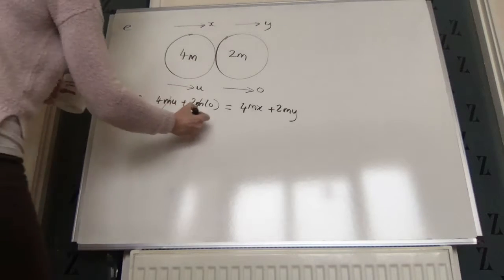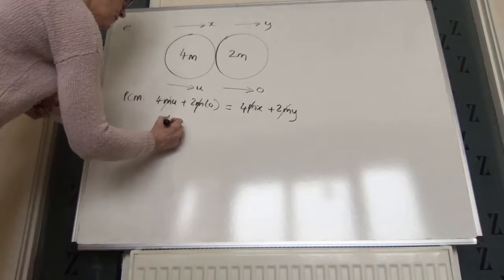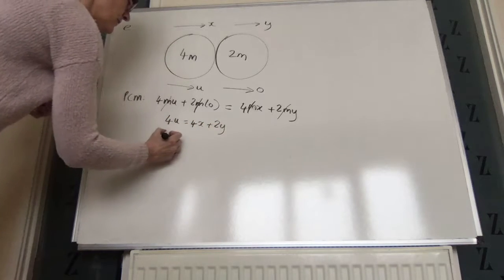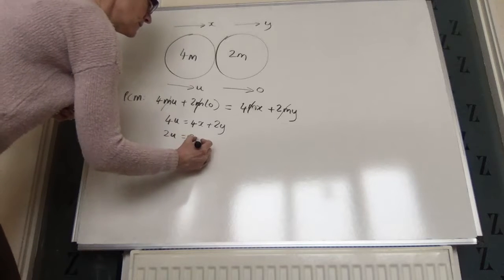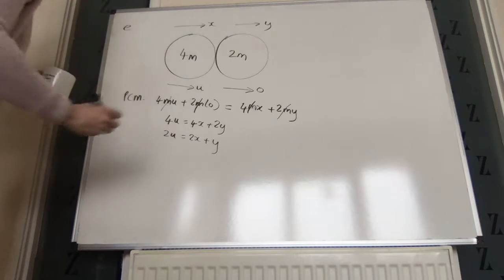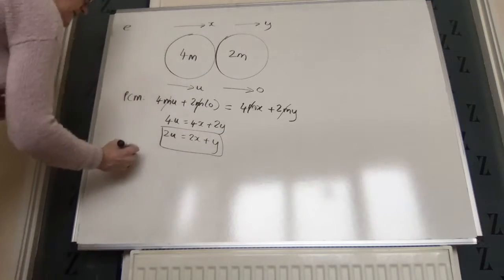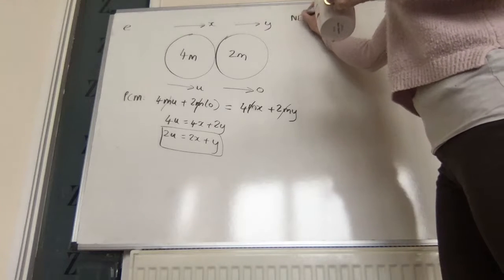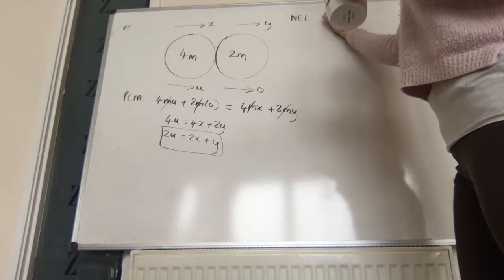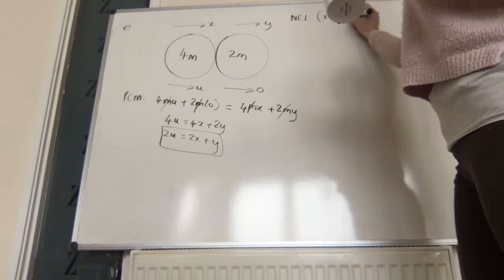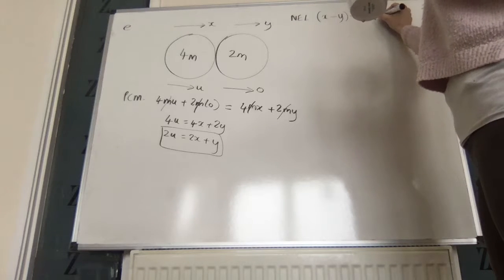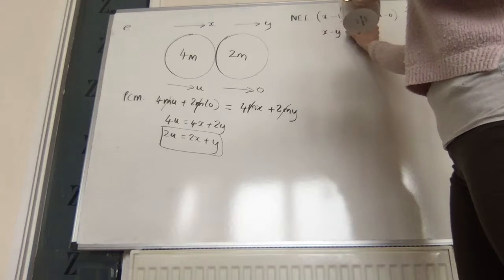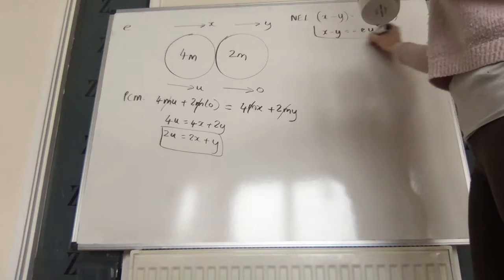We can divide by m and we get 4u equals 4x plus 2y, or divide by 2 and say 2u equals 2x plus y. So there's one equation. Now we have Newton's experimental law: the difference in velocity afterwards is equal to minus e times the difference in velocity beforehand. So x minus y is equal to minus eu, and that's your second equation.